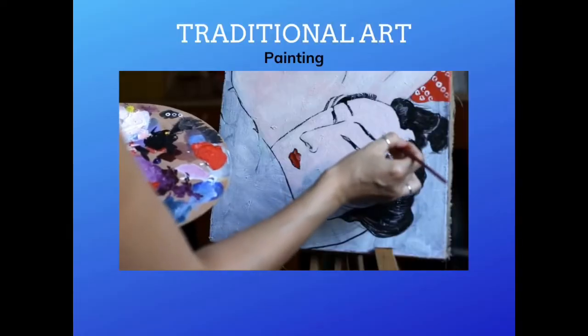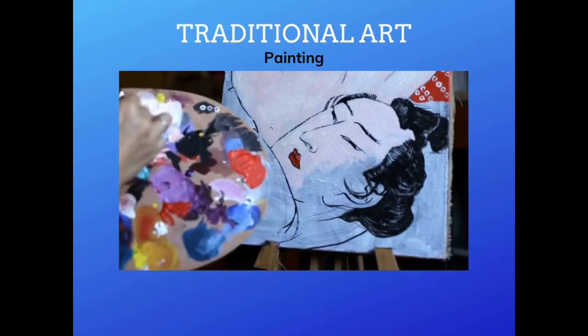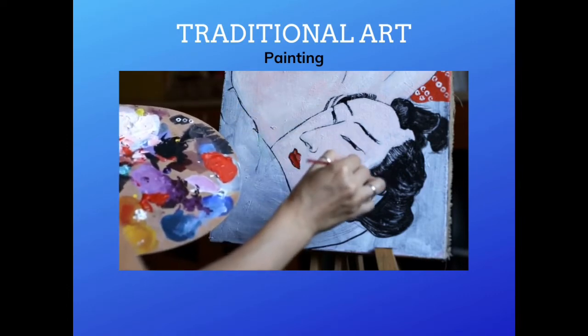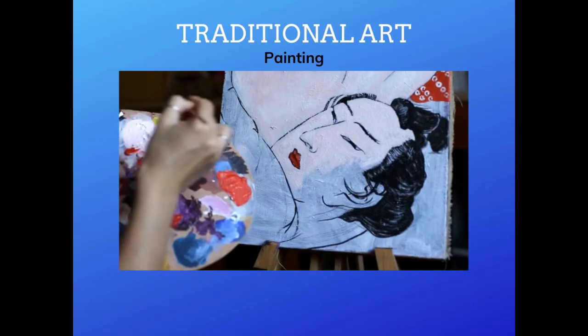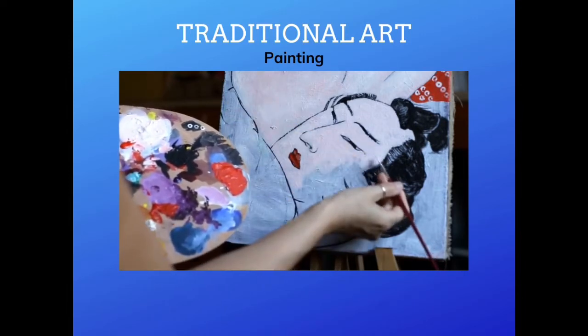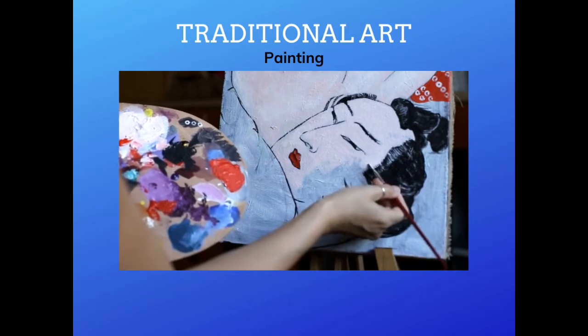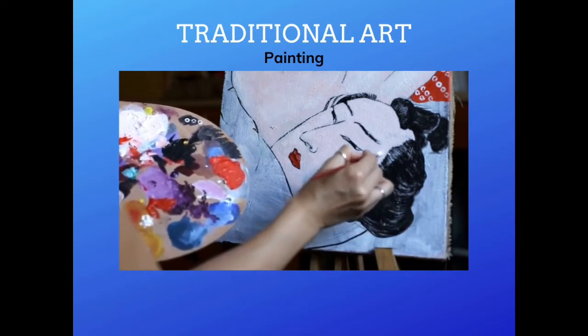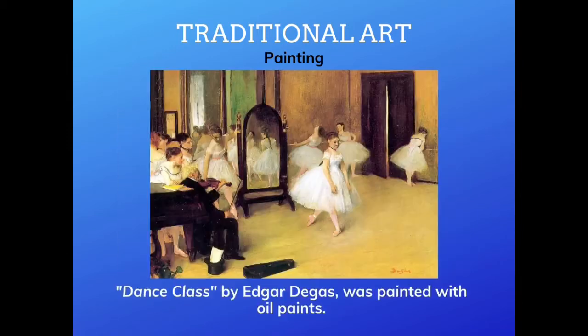Traditional art. Painting is a method that has been used for hundreds of years. To paint, the artist puts paint onto a surface like a canvas or paper with a brush. Some artists use oil or acrylic paint. Others use watercolor paint. Painting, like Dance Class by Edgar Degas, was painted with oil paints.